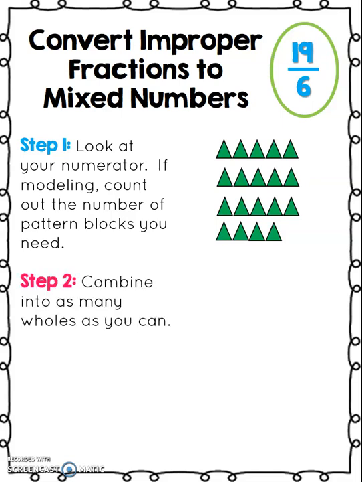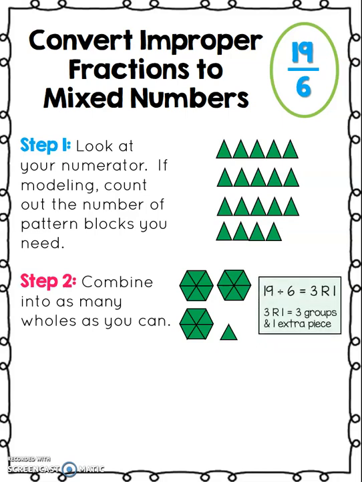Then I need to combine them into as many wholes as I can. If I actually had the pattern blocks in front of me, I would group these 19 pieces into as many sets of 6 pieces as I could. That would give me 3 full groups with 6 pieces in each and one other piece left over. If I was doing that just on paper, what I would do is divide 19 by 6. To convert an improper fraction to a mixed number, you divide your numerator by your denominator.